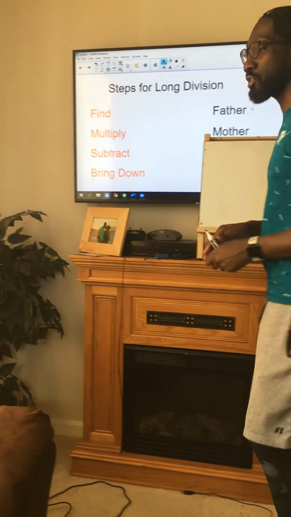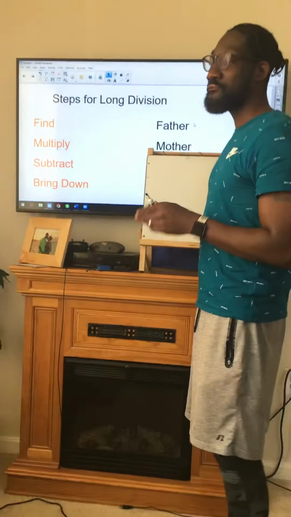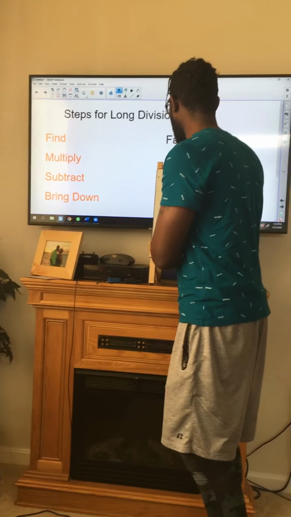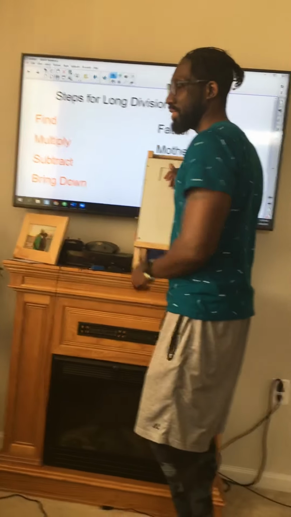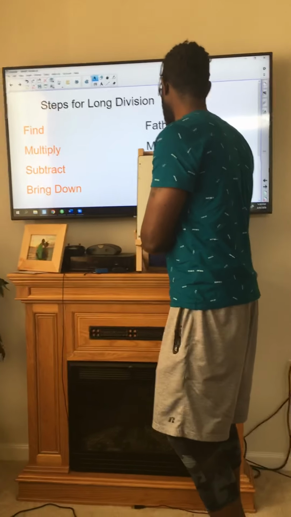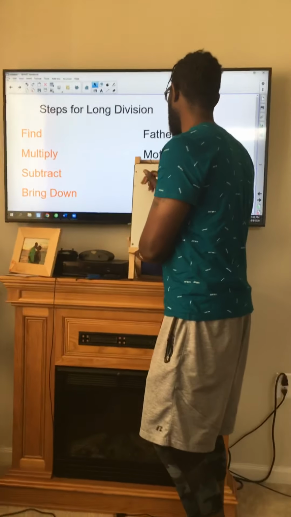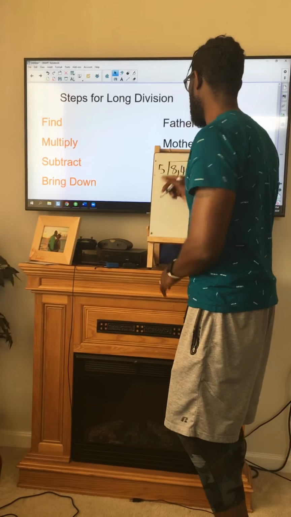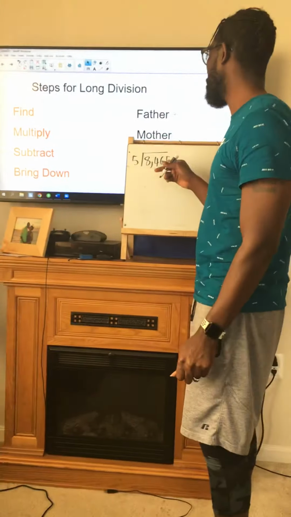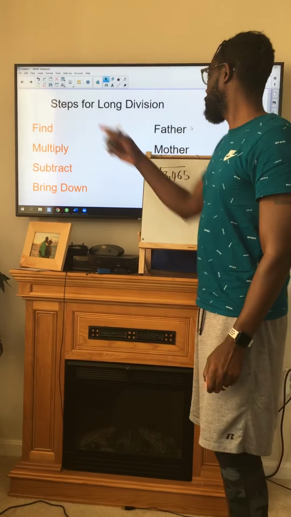All right, now let's divide a 4-digit number. So our new problem is going to be 8,465, and we're going to divide that by 5. When you're dividing, you want to see how many equal groups of 5 you can make out of this large number. I'm going to use my first step.